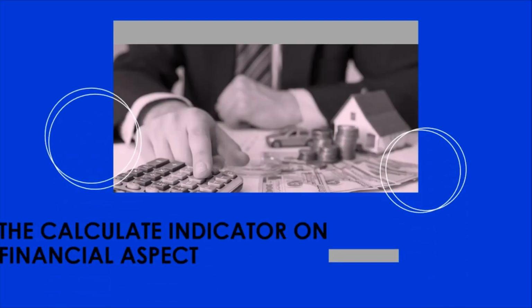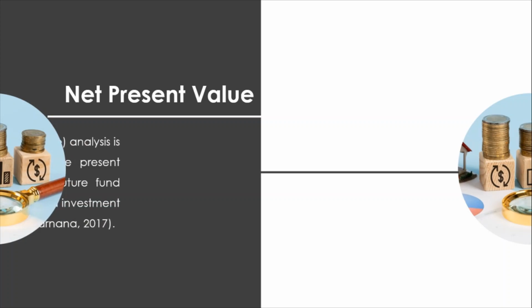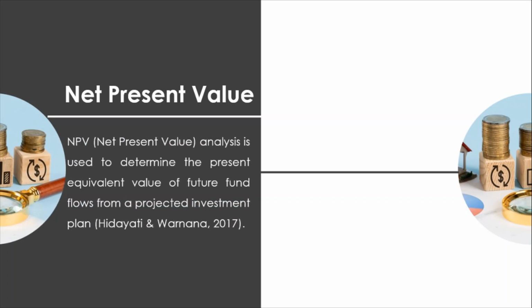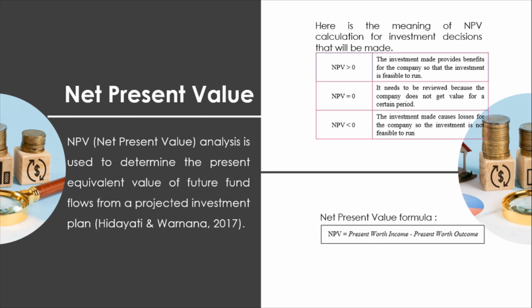And now is the calculation of indicators on the financial aspect. Net present value. Net present value is used to determine the present equivalent value of future fund flows from a project investment plan. And here is the meaning of net present value calculation for the investment decision that will be made. And there are three conditions. And last, for net present value is the formula for net present value.